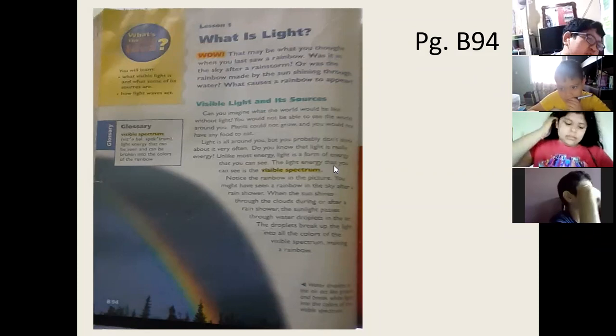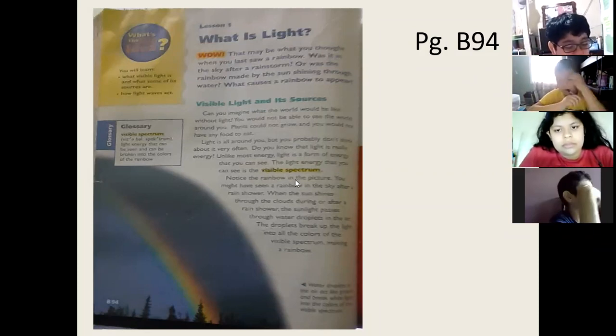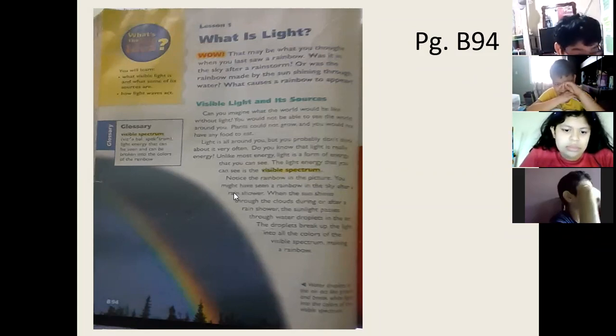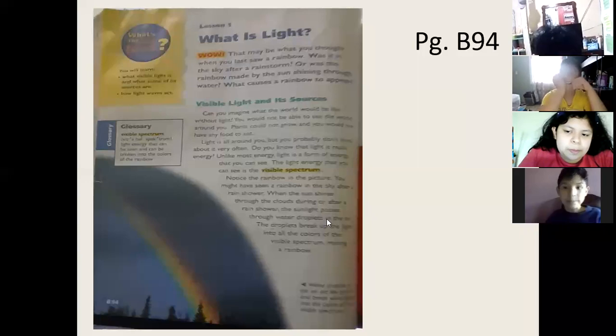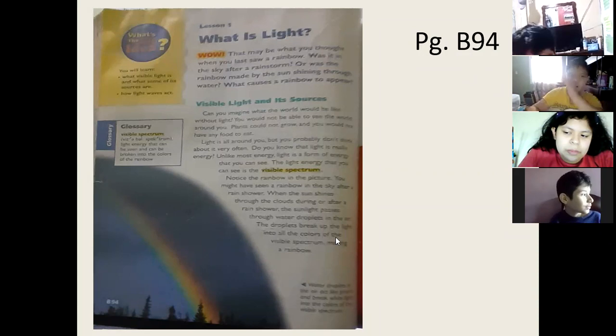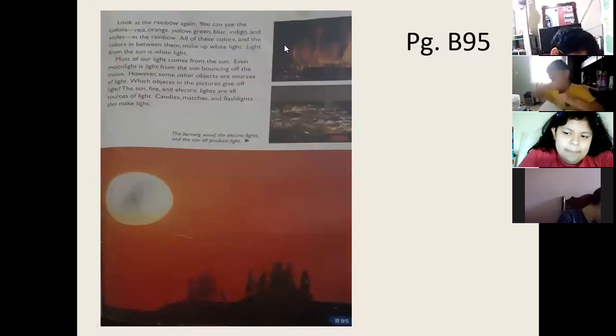The light energy that you can see is the visible spectrum. Notice the rainbow in the picture. You might have seen a rainbow in the sky after a rain shower. When the sun shines through the clouds during or after the rain shower, the sunlight passes through water droplets in the air. The droplets break up the light into all the colors of the visible spectrum, making a rainbow. This information is on page 594.